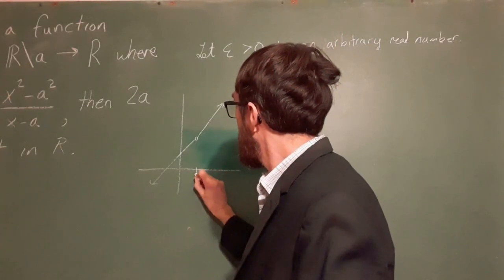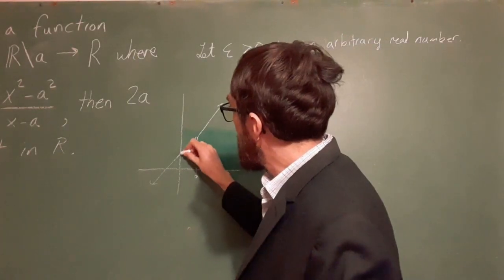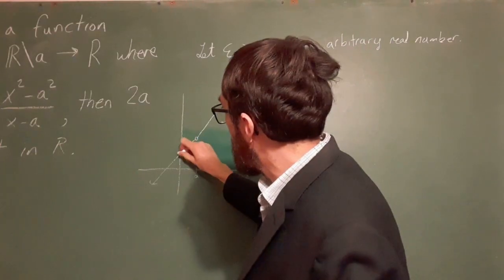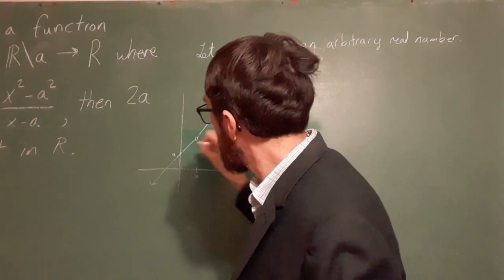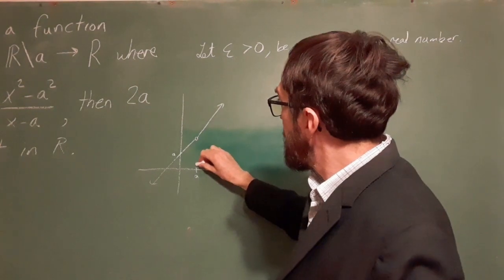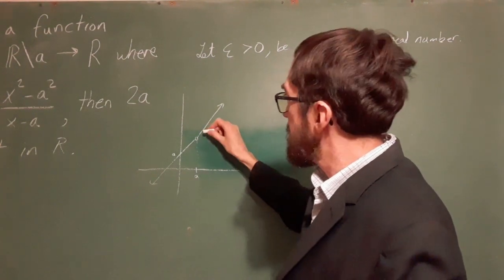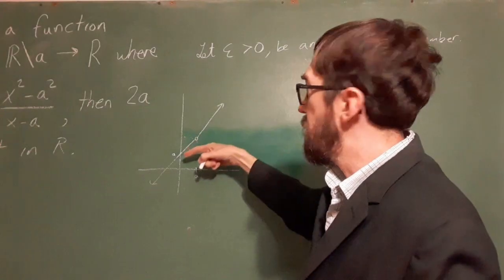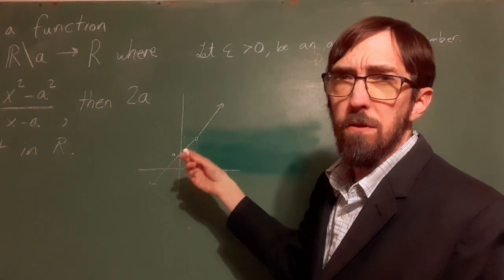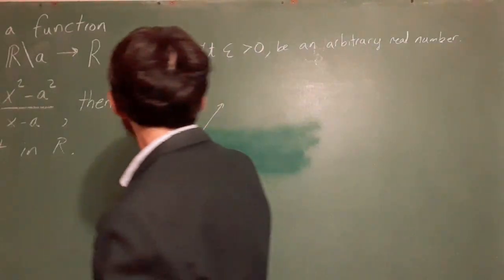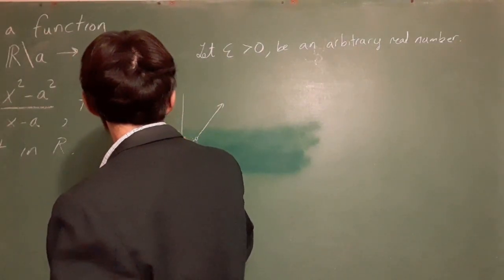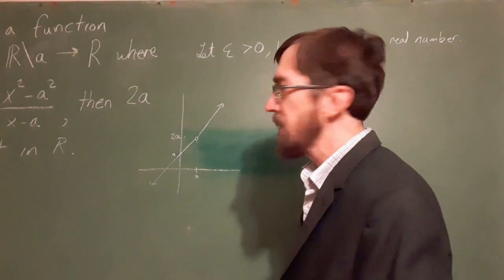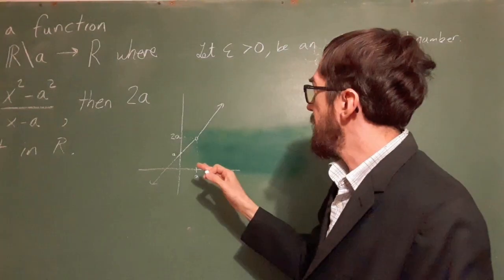This is going to be a. The y-intercept is also a. And then if we come up here to this point removed and look at the value on the y-axis, that's going to be the 2a. So this is essentially what our diagram looks like.